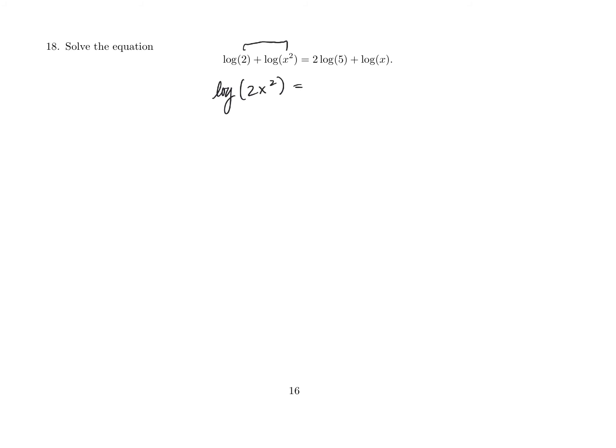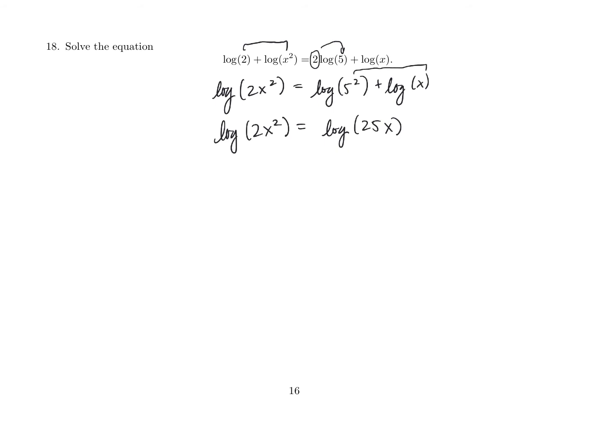What we want to do here first is, in order to just get the log without a number in front, without that coefficient, we're going to use the power rule. So this would be the log of 5 squared plus the log of x. Now we're ready to condense that side as well. So we'll have the log of 2x squared is equal to the log of 5 squared is 25 times x. So we can now multiply these. Now that we have one log on each side, those are going to undo each other. So 2x squared must be equal to 25x.